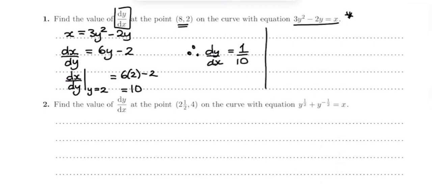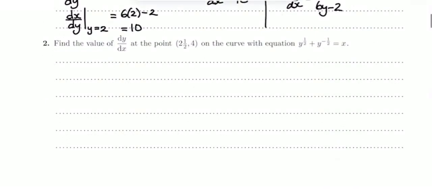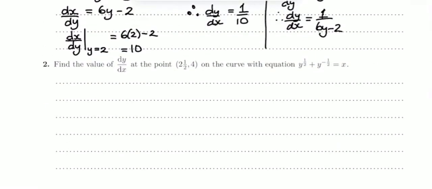The other option, of course, is you know that dx/dy is 6y minus 2. Therefore, dy/dx is 1 over 6y minus 2, and then you can put in your y value. Question 2, again, is very similar. You're just going to differentiate, find dx/dy, and then decide how you approach it.